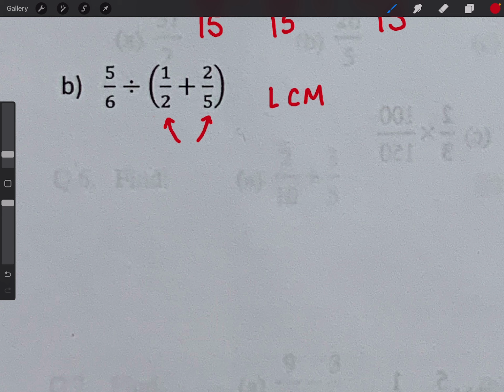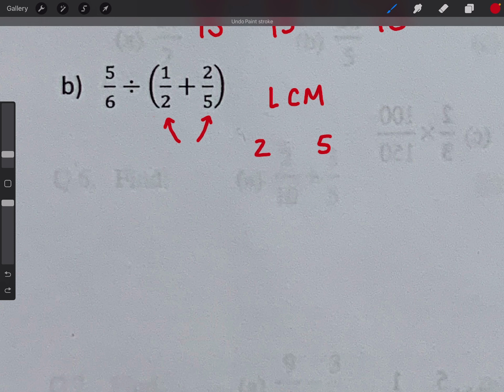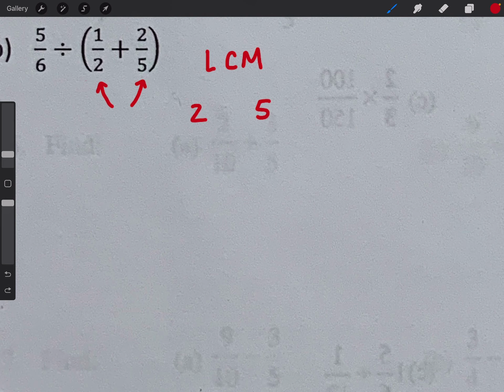Okay, so to find the lowest common multiple of 2 and 5, all you've got to do is choose the bigger number between 2 and 5. Obviously the 5 is bigger, and we have to write down the multiples of 5. So 5, 10, 15, 20, 25. Just do a couple of them and see which one of these can be divided by 2.